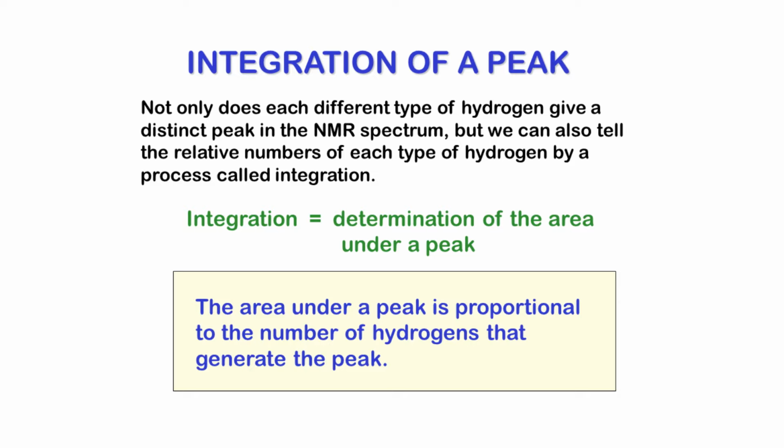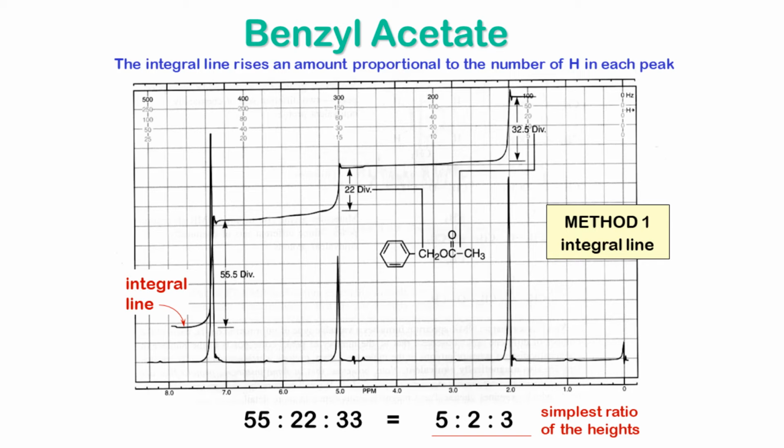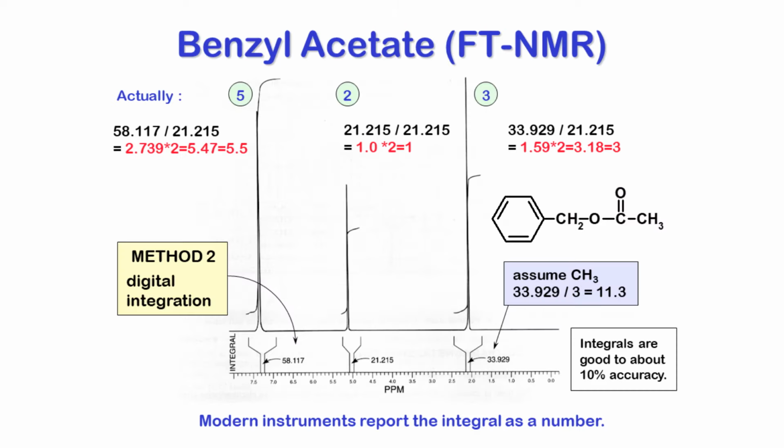hydrogens generating that peak. In the NMR spectrum of benzyl acetate, the integral line rises proportionally to the number of hydrogens in each peak, giving us a ratio of 55:22:33, which simplifies to 5:2:3. Using Fourier transform NMR, modern instruments can report the integral as a number, providing accurate measurements of hydrogen ratios.